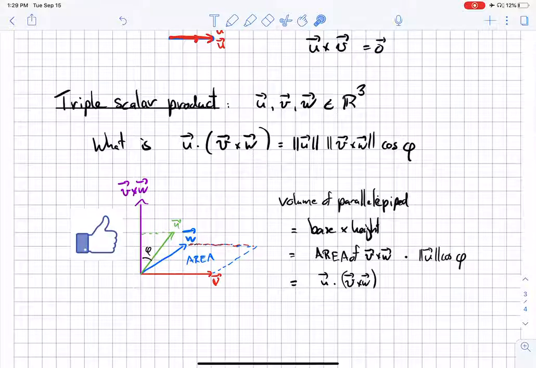So think about that for a second. I have a parallelogram, that's clear, and then I consider the parallelepiped that is defined by this vector and the parallelogram I had below. And the volume will be the area of the base, which is V cross W, times the height. So it will be exactly U cos phi times the norm of V cross W. And this is exactly what the dot product between U and V cross W gives you.